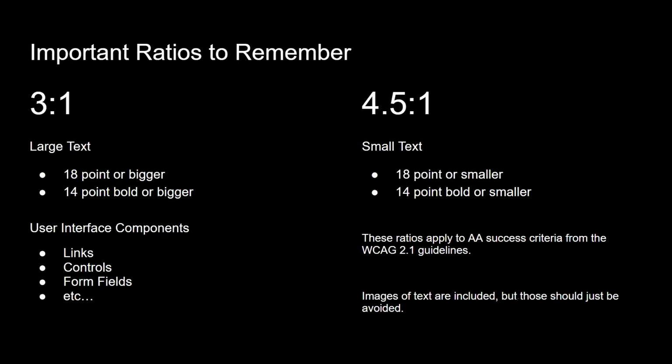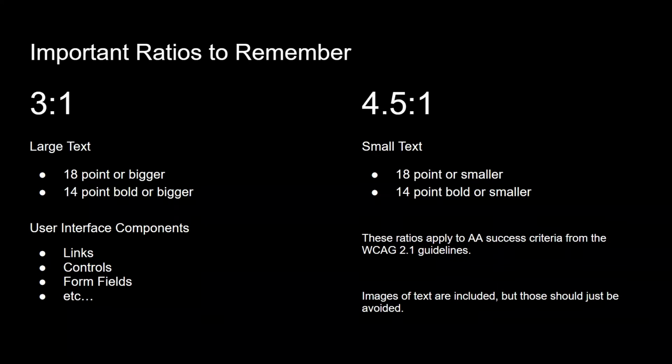When it comes to color contrasts and contrast ratios, there's really two important ratios to keep in mind, 3:1 and 4.5:1. 3:1 applies specifically to large text, anything that is 18 points or larger, or anything that is 14 points bold or larger, as well as user interface components like links, buttons, controls, toggles, checkboxes, form fields, and so forth. When it comes to small text, that would be anything below 18 points or 14 point bold, and that ratio is going to be 4.5:1 because it's smaller. So we need a little bit higher of a color contrast ratio since it's going to be smaller.